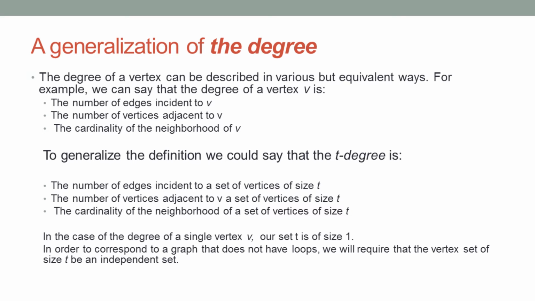So when t is 1, you have a single vertex, and you're back to the original definition. So we could say it's the number of vertices adjacent to a set of vertices of size t, or it's the cardinality of the neighborhood of a set of vertices of size t. Now, we want to make the set an independent set. That is, there are no edges in the set of size t. This is because we do not want any vertex to be in its own neighborhood, in the same way as we don't want a loop in a graph when we're looking at the degree.